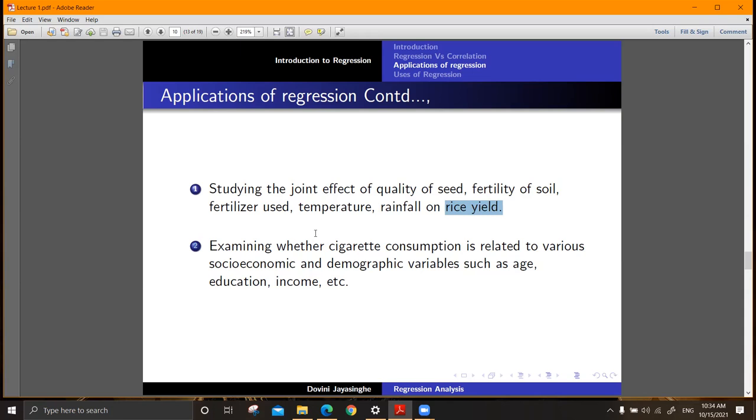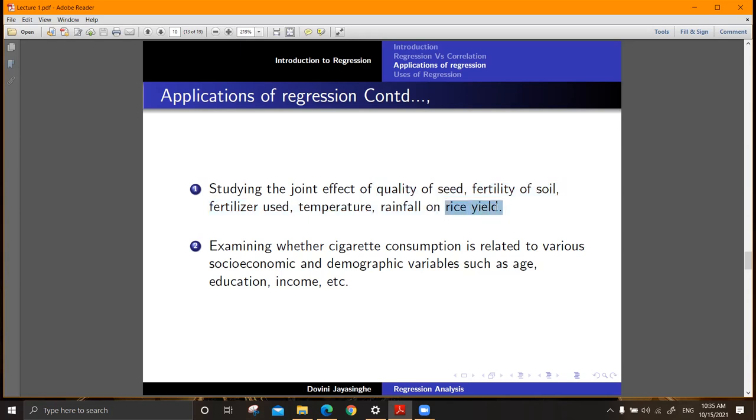If you have a high quality seed, you can expect more yield, right? If you use a good fertilizer, then you can expect a good yield, right? With temperature, it might change. Not in very high or very low temperatures, but in a moderate temperature, you may gain a good yield, even depending upon the rainfall. If there are floods, you cannot have a good rice yield. But still, if there are droughts, still you cannot. So depending on these factors, the joint effect of these factors, how the rice yield is changing.